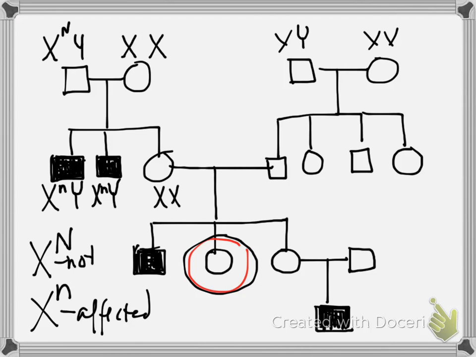Is mom affected by this condition? No. So we know she has one normal X chromosome, one X big N. But where did her sons get that? From her. So we know that she has to have one X little n. These are actually easier to do in terms of figuring out genotypes than the autosomal recessives, because there are really fewer options once you narrow it down by sex.